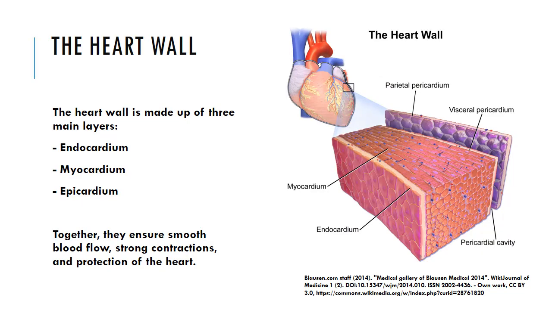The heart wall is made up of three main layers: the endocardium, myocardium and epicardium. Together, these layers ensure smooth blood flow, strong contractions and protection of the heart.